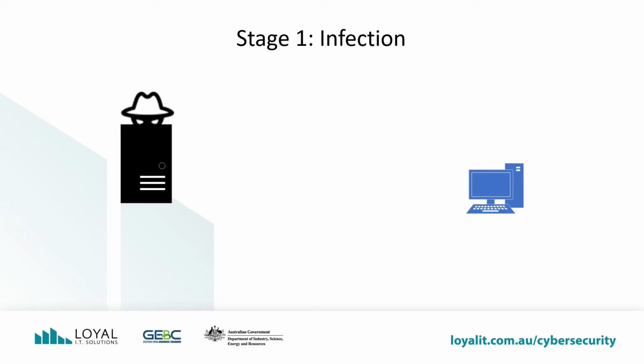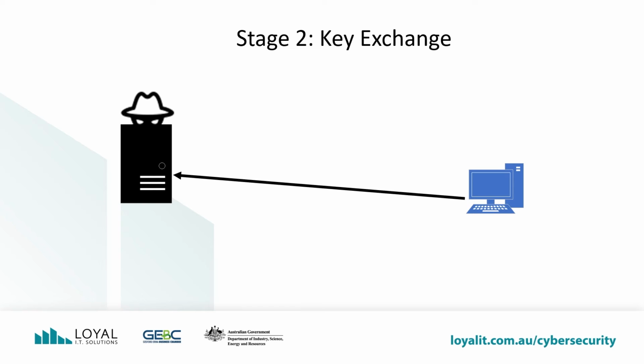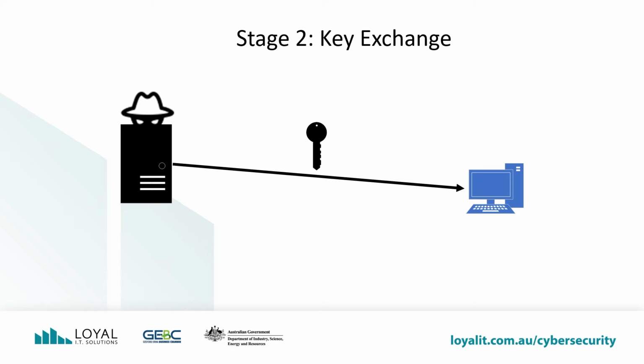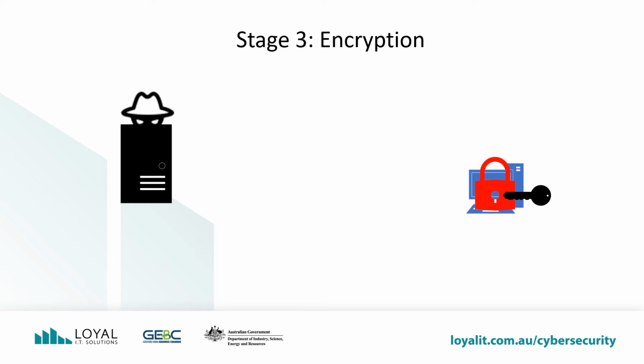Stage 1 is infection. The hacker sends an email, which is opened and the malicious link is clicked. Stage 2 is the key exchange. The computer will contact the command and control server, operated by the hacker, which will securely exchange a key, which is used to encrypt your data using unbreakable encryption. Stage 3 is the encryption. The ransomware will search your computer and the network for files, and it will encrypt them, which will lock you out of being able to access them.